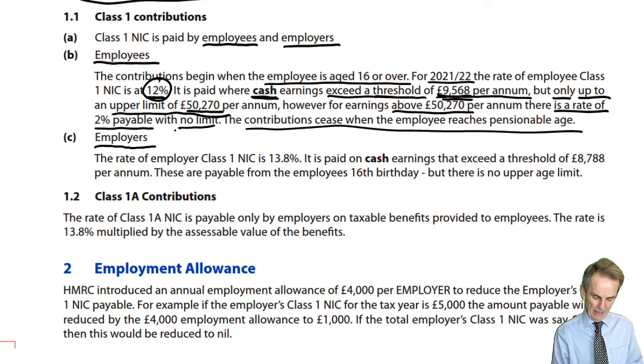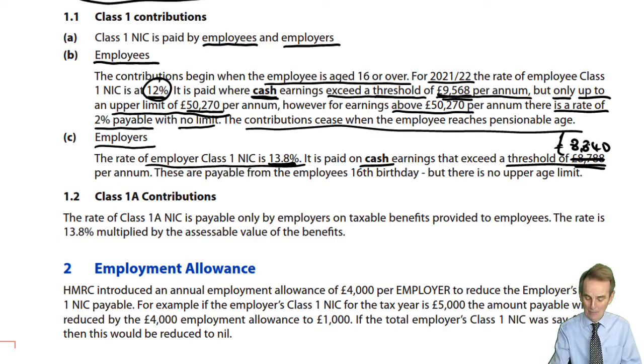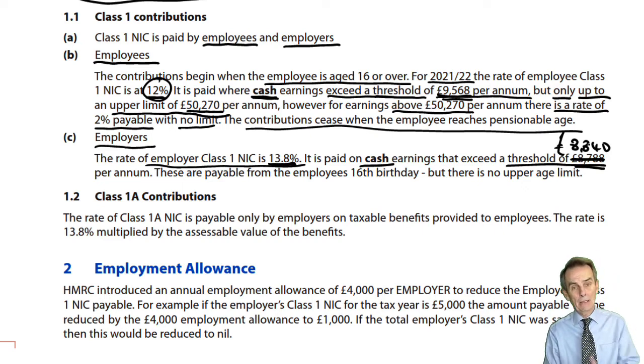Whereas with employers, the rate of employer Class 1 NIC is a higher figure, as you can see, 13.8%. Again, payable on the same thing, the cash earnings: the salaries, wages, commissions, bonuses, etc. But this time, that exceed a threshold of, oops, that's not right, 8788, that's £8,840. Another little typo updating error I've discovered. By the time you're watching this, it will actually say 8840 in your study notes as well. But again, apologies for those of you who've got this first generation of the 21-22 study notes.